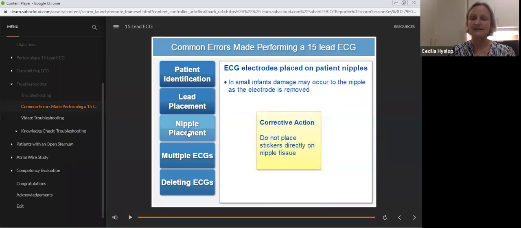In small infants, damage may occur to the nipple if you're placing the electrode sticker on the nipple, and as you remove it, it might tear fragile tissue. So do not place stickers directly on the nipple tissue.